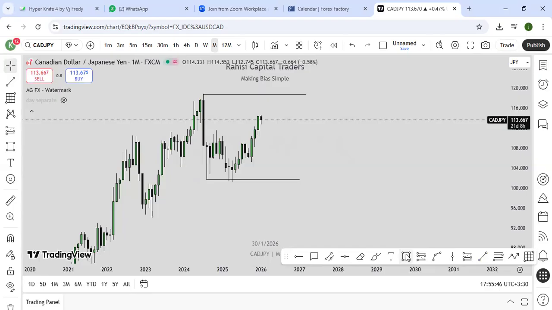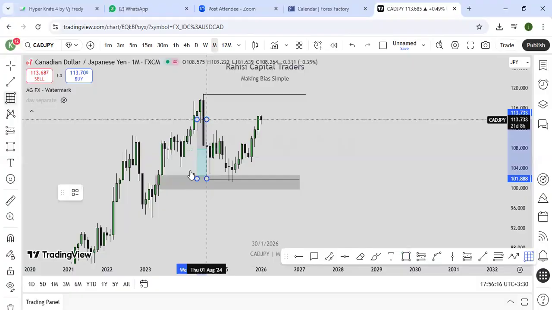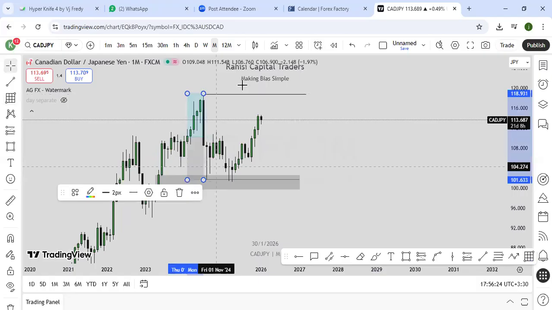Price started reacting from this fair value gap here. This is where it started reacting from. So it started moving from here, going where? To this external range liquidity, or this original consolidation, or this range high. So this is where price is going to. Price started moving from the discount zone. If I use a Gantt box to make my range, price is moving from this range low to this range high.